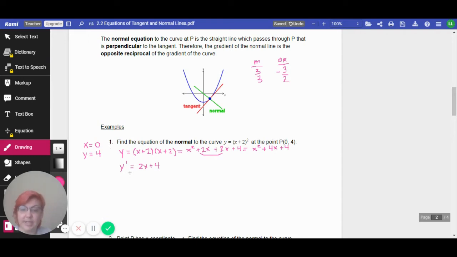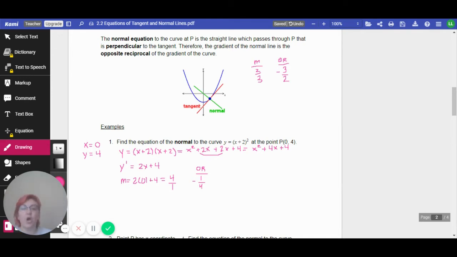From here, let's plug in x to find the gradient. So when x is 0, our gradient is going to be 0 plus 4, which is 4. All right, now I need to be able to write that as a fraction so that I can find the opposite reciprocal. But remember that any integer can be turned into a fraction by placing it over 1. Therefore, my opposite reciprocal, this is positive, so it needs to be negative. And I'm going to switch the numerator and denominator. So this becomes negative 1 over 4.